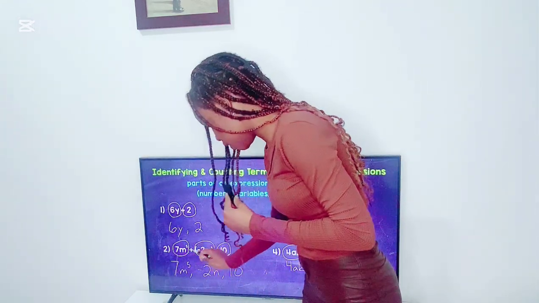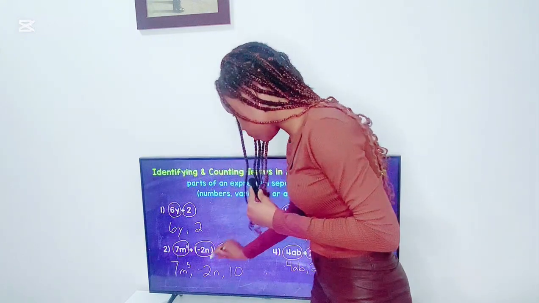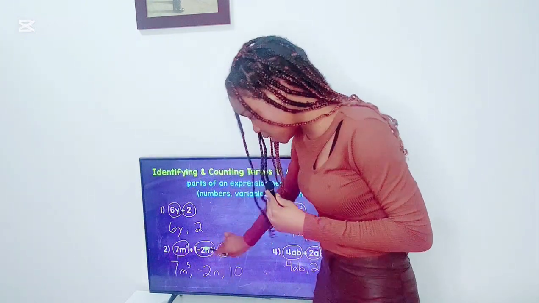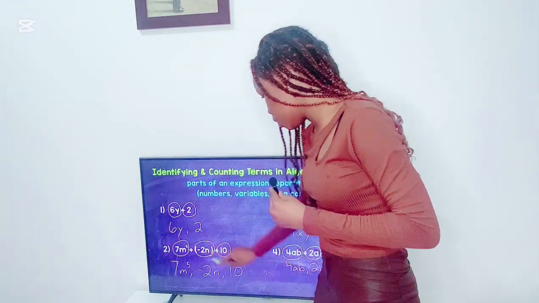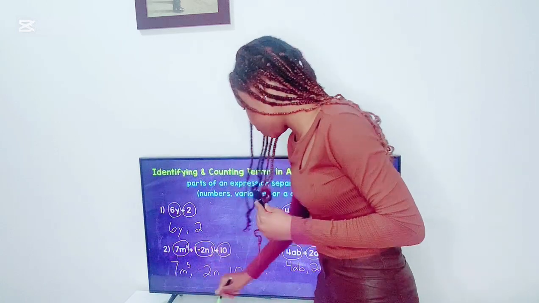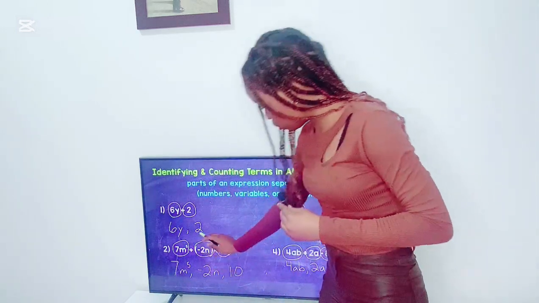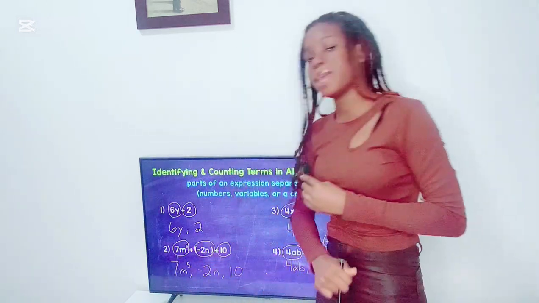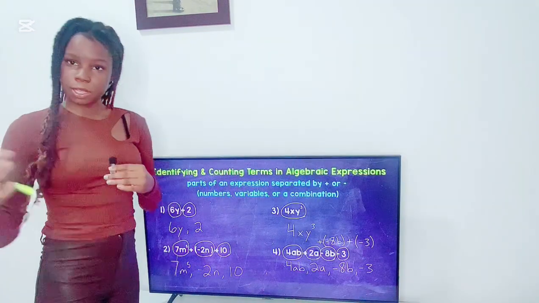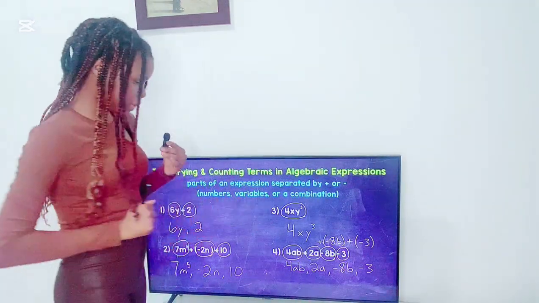So you're seeing this addition sign. You're also seeing parentheses, right? This bracket is on its own. They're not combined. You have an addition sign, parenthesis, and an addition sign. So this is on its own, making it 3 terms. All right, now let's move over to number 3.